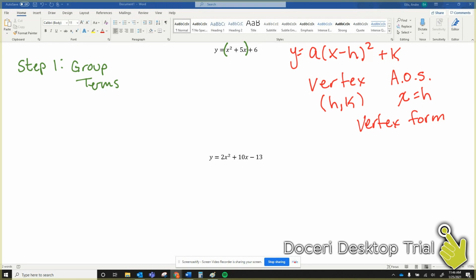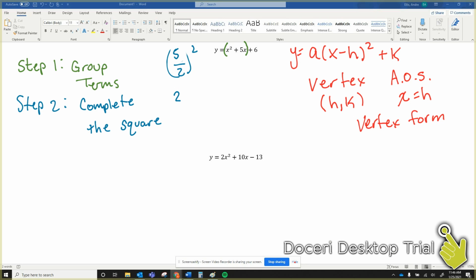Step 2, complete the square. This is what we did in 3.5b. Complete the square. That is where we take the b number, divide it by 2, and then square it. In this case, b is always the number next to x. So my job is to take b over 2 and then square it. However, in this problem, b is 5. So I have 5 over 2 squared.